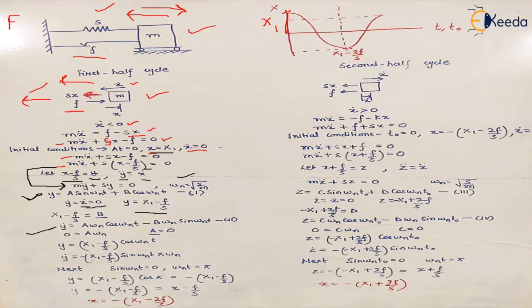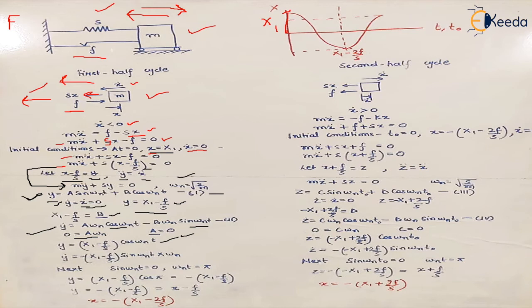Velocity is the rate of change of displacement with respect to time. So if we differentiate this equation, we get y dot is equal to a omega n cos omega nt minus b omega n sin omega nt. If we place these two conditions, we'll get the values of the constants a and b. When time is equal to 0 and y dot is equal to 0, we get 0 is equal to a omega n. So a is 0 and b is x1 minus f upon s, right? So when we place the values of the constants in equation 1, we get y is equal to (x1 minus f upon s) cos omega nt.